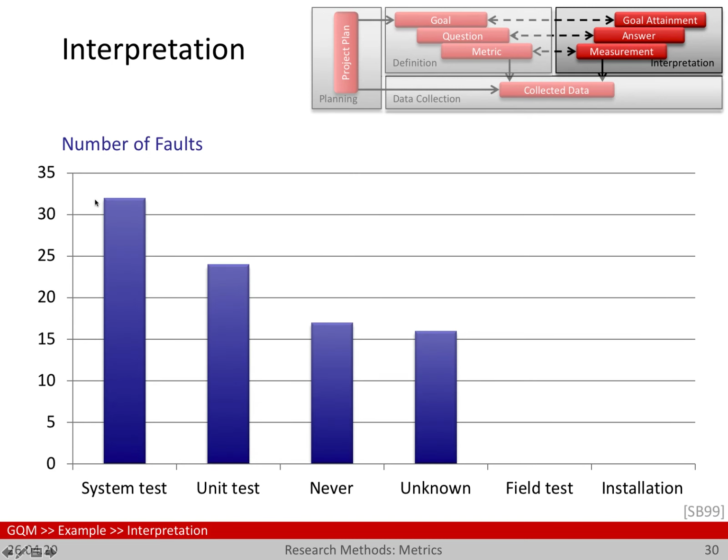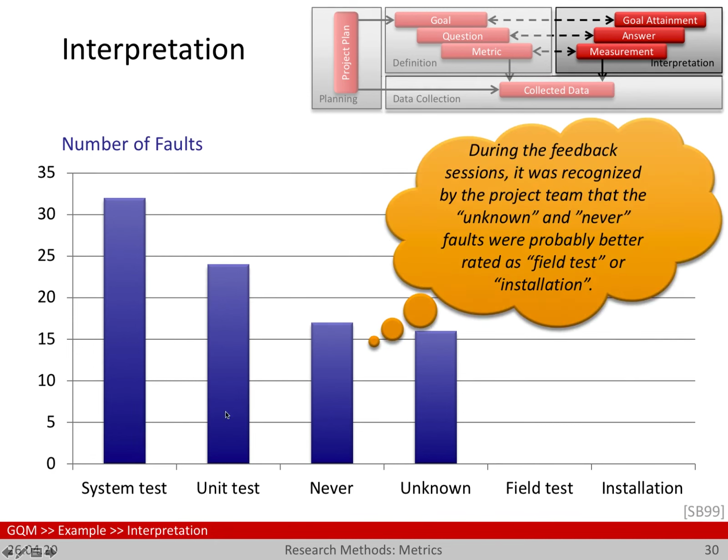Also, they identified where these issues are coming from: system tests, unit tests. Some of them were characterized as never or unknown, and as part of the feedback analysis, they understood that there are probably more faults from the field test or installation.